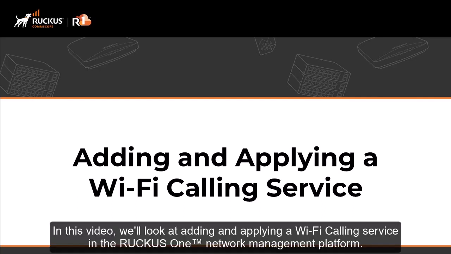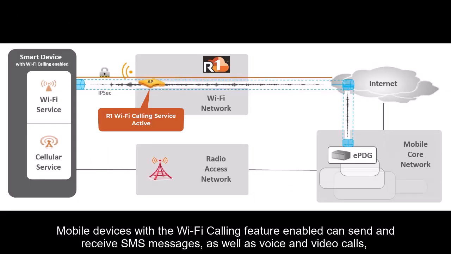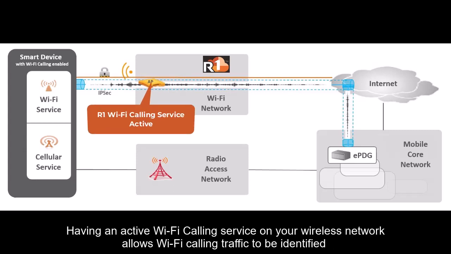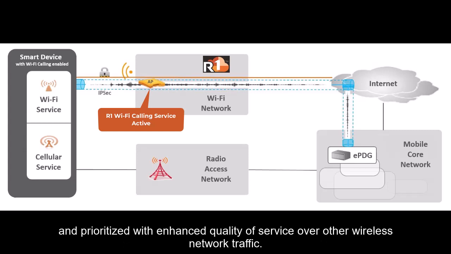In this video, we'll look at adding and applying a Wi-Fi calling service in the RUCKUS One network management platform. Mobile devices with a Wi-Fi calling feature enabled can send and receive SMS messages as well as voice and video calls over the internet. Having an active Wi-Fi calling service on your wireless network allows Wi-Fi calling traffic to be identified and prioritized with enhanced quality of service over other wireless network traffic.